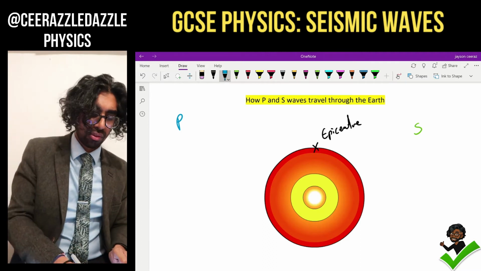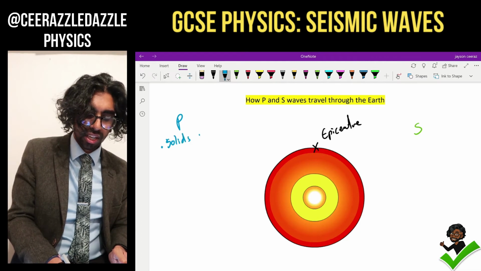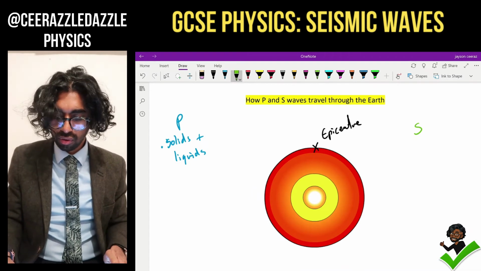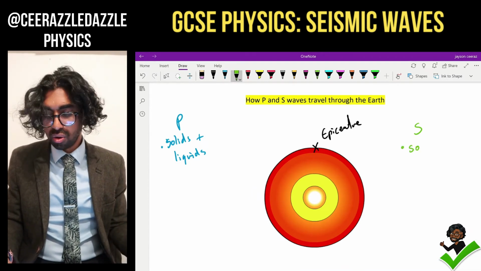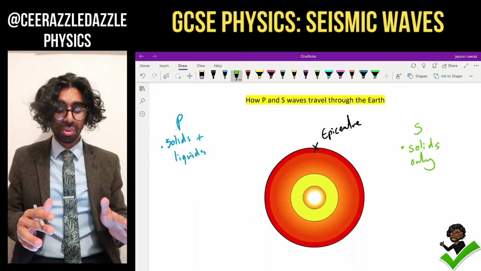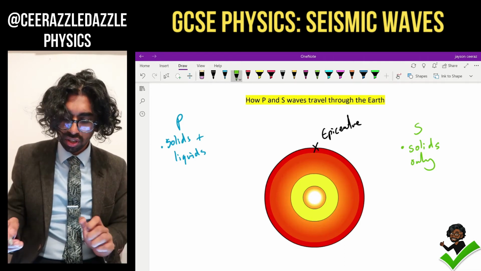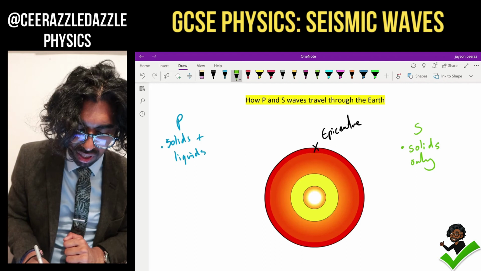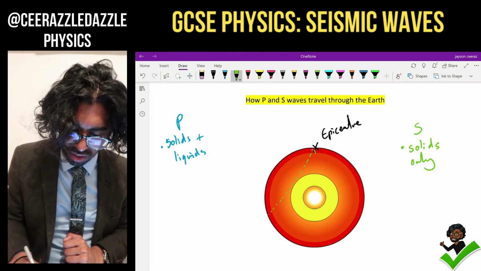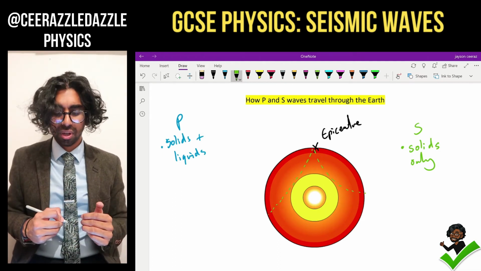P waves can travel through solids plus liquids, we just learnt. S waves can only travel through solids. So let's mark the paths of P and S waves. Let's do S waves first. You'll see the reason why. The S waves can travel like this. This is one possible path, or this. These are two possible paths for the S waves.